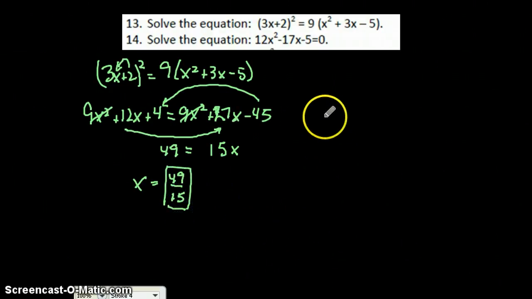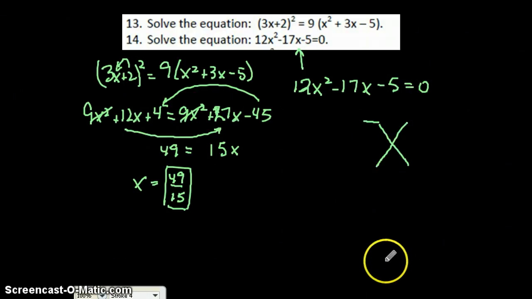All right, next question. On number 14, if we look very carefully over here, we'll notice it's a quadratic. 12x squared minus 17x minus 5 is equal to 0. All right, so let me show the setup. Okay, here's a way to do a problem like this. This is more complicated trinomials. Take the first number and put it here.